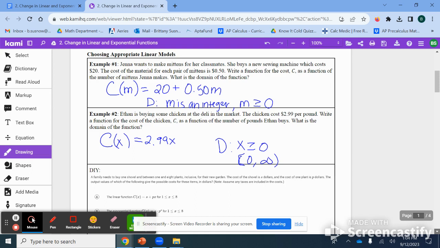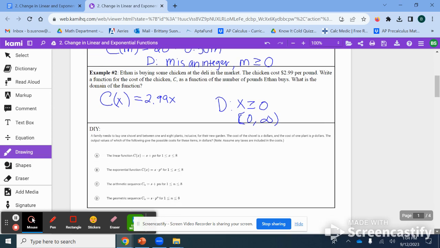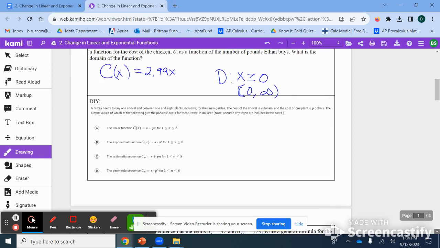All right. Go ahead and try this question. This is from AP Classroom, so it's not too hard of a question. I'm assuming they used the cost of the shovel as S dollars. Yeah. Cost of one plant is P dollars.